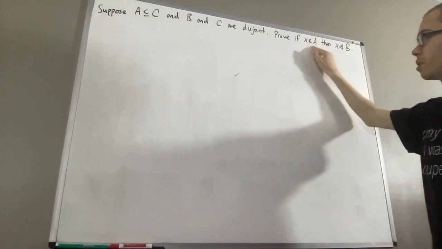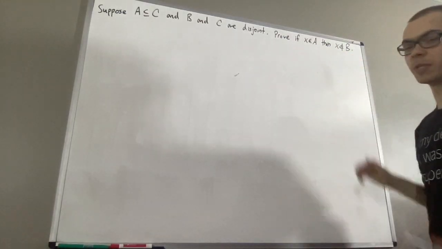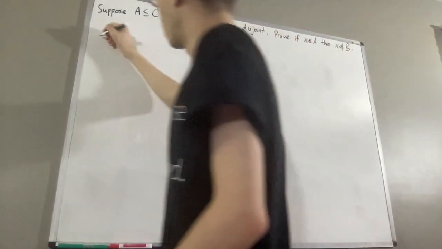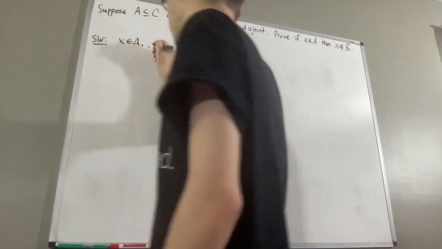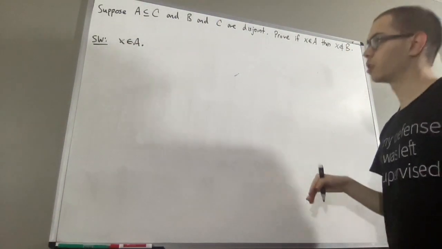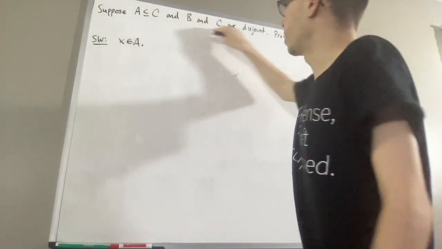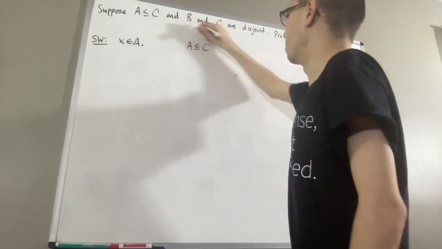So let's make the assumption that X is an element of A, and we'll try to logically deduce that X is not an element of B. So for our scratch work, let's make the assumption X is an element of A. We'll try to logically deduce X is not an element of B. So let's write down everything that we're given. So we have A is a subset of C, and we have B and C are disjoint.